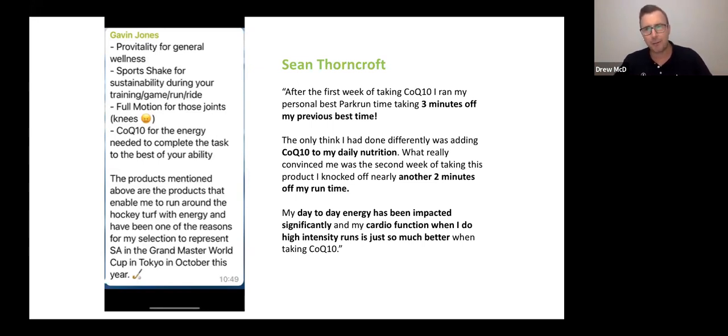The only thing that I'd done differently was add CoQ10 to my daily nutrition. What really convinced me was the second week of taking this product, I knocked another 2 minutes off my park run. So I think Sean has knocked off between 4 and 5 minutes off his park run time since taking CoQ10. My day-to-day energy has been impacted significantly, and my cardio function when I do high intensity runs is just so much better when taking CoQ10.